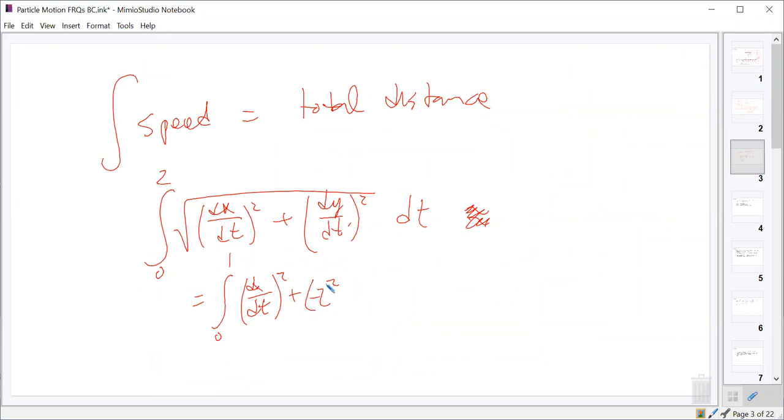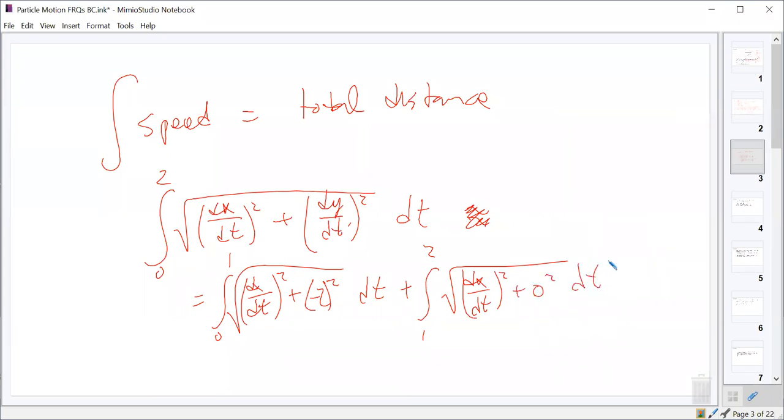Or sorry, it's negative 2 squared, right? All inside just square root. Plus the integral from 1 to 2 of your dx dt squared plus 0 squared. And once you've done that, you should be able to get your answer. Looks like it comes out to be 4.350.